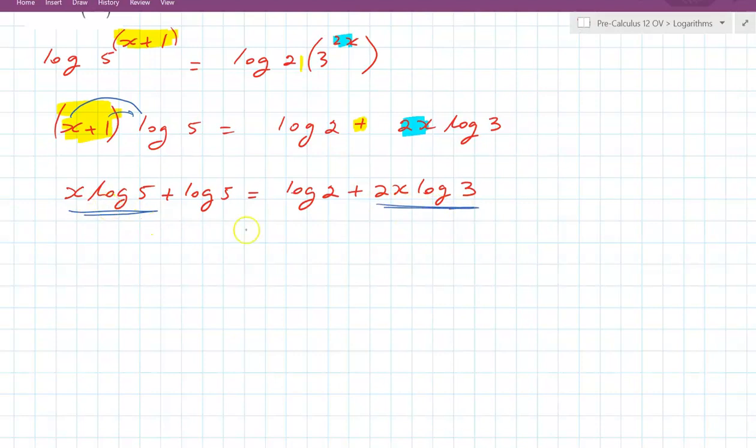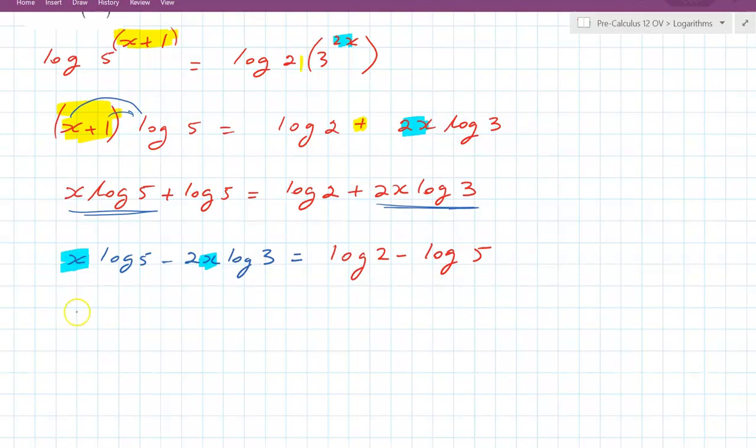Now notice that we have x log 5 and 2x log 3. Those are considered like terms because they have x in them. We're going to put them together. We're going to move all other log terms without x to the other side. Here it is. I subtracted 2x log 3 from both sides. That's what we will get. And now we need to factor x out of the first 2 terms on the left hand side. So when we do that, what do we get?